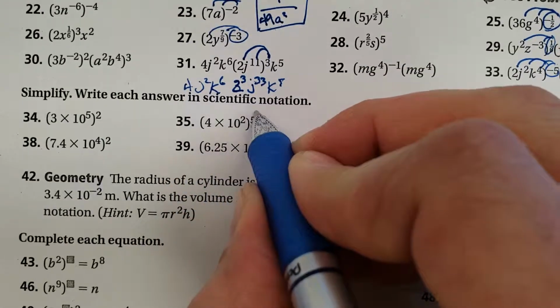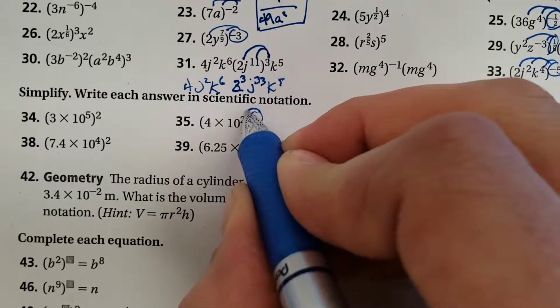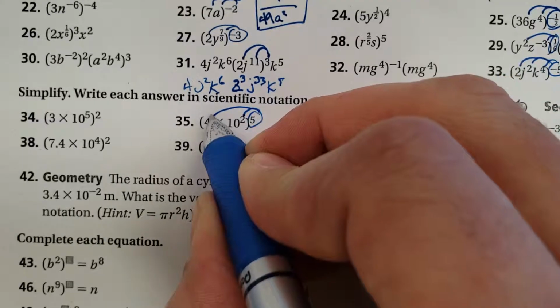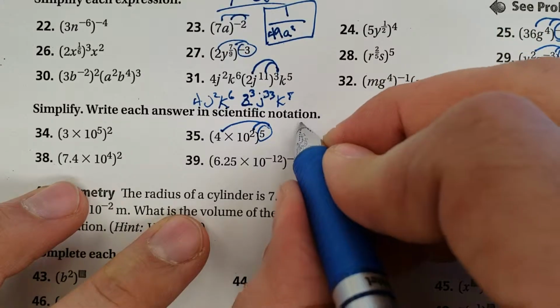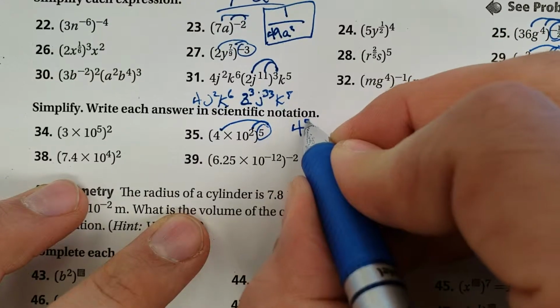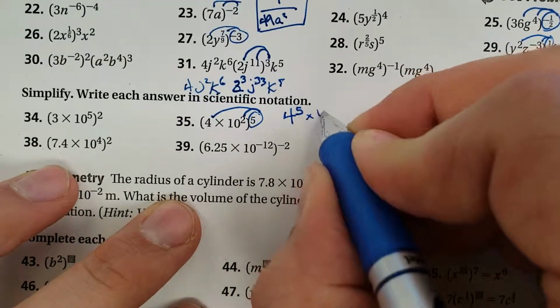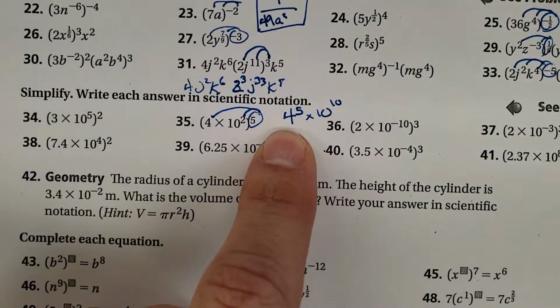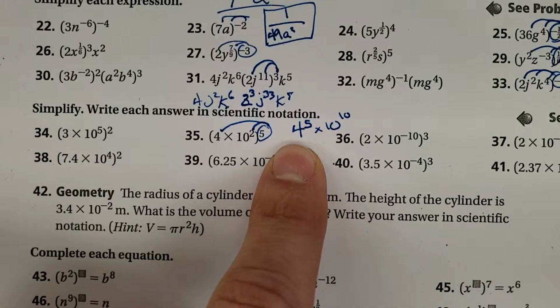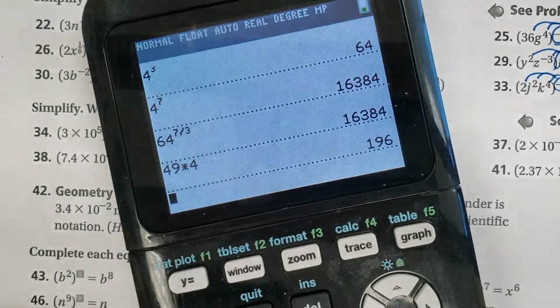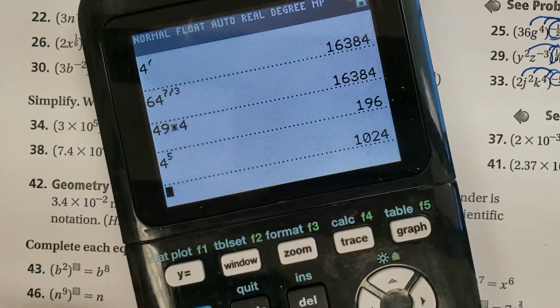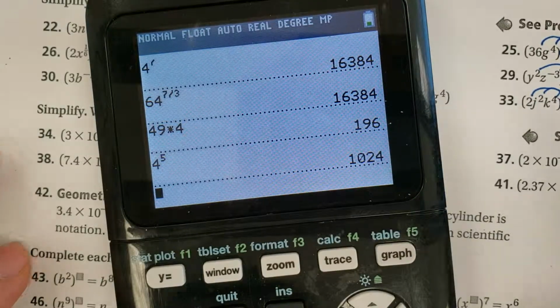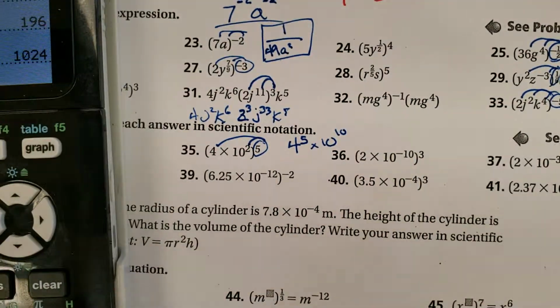I'll do 35 all the way through. So basically, 35 becomes 4 to the 5th power times 10 to the 10. But you have to simplify the 4 to the 5th power. 4 to the 5th power is a big old number. So let's see what that is. 4 to the 5th power. Okay, gotcha. So it's going to be 1,024.